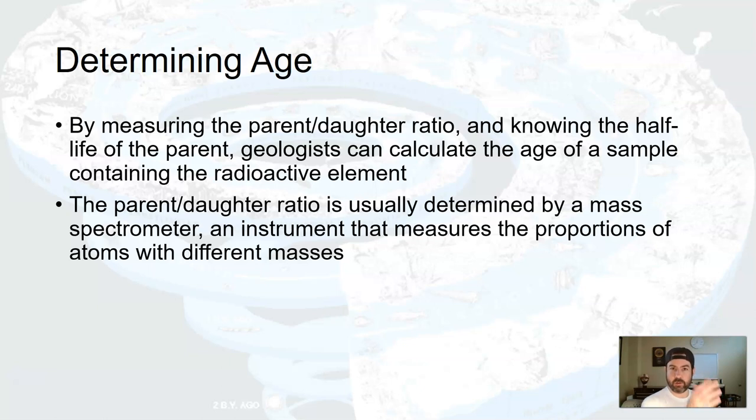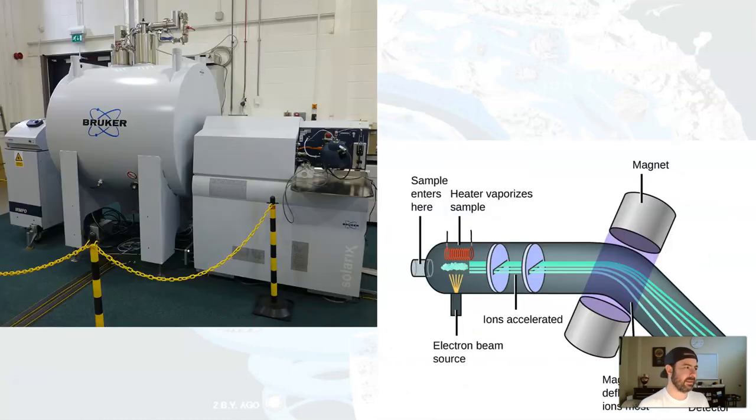The ratio of parent to daughter isotopes in a particular sample, we measure with something called a mass spectrometer. That's the fancy, expensive machine I've been alluding to. It's an instrument that measures the proportions of atoms with different masses, as simply as I can put it. So here's a mass spectrometer, a very big, very expensive machine.